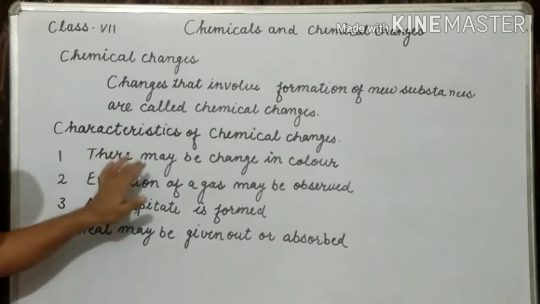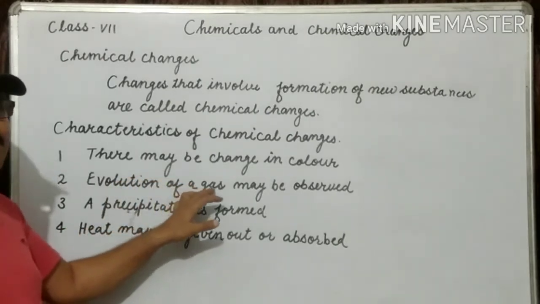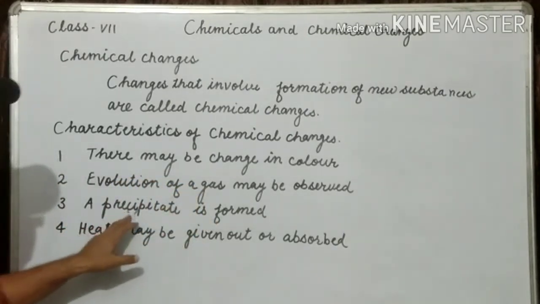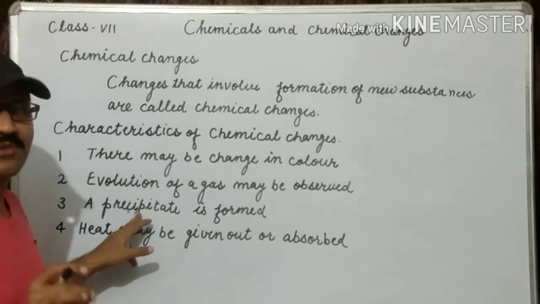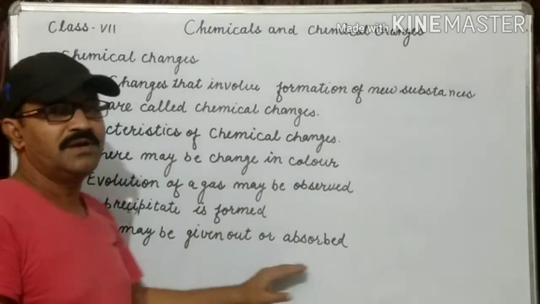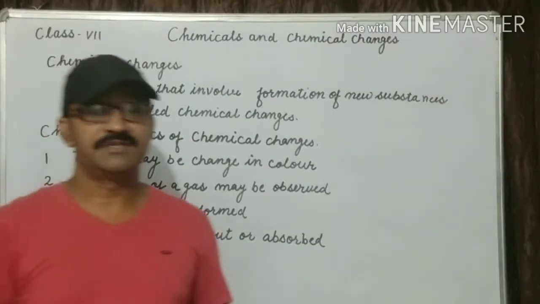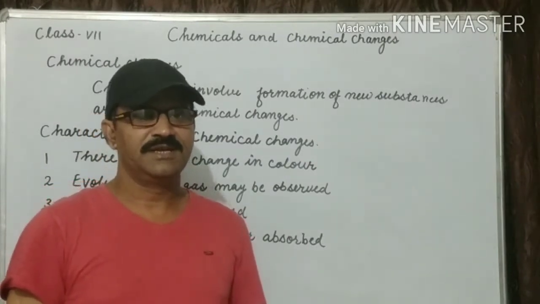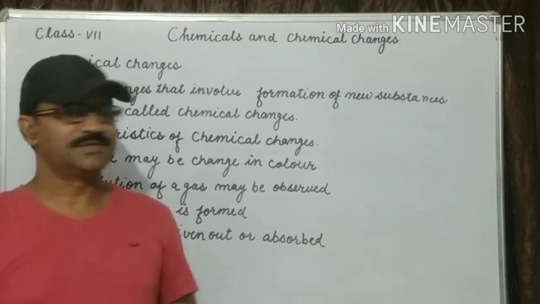Number one, there may be a change in color. Second is evolution of a gas may be observed. Third is a precipitate is formed. What is a precipitate? The solid substance that is formed from a liquid. Then heat may be given out or absorbed. Other chemical changes we will discuss are the rusting of iron and the browning of fruits.